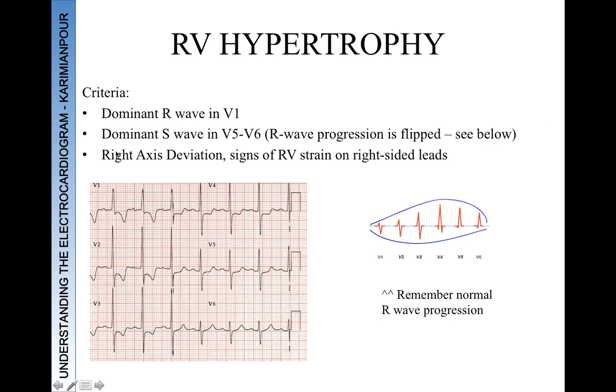With it, again, as I mentioned, you may see right axis deviation. You may see signs of RV strain on right-sided leads. So you'll see T wave inversions and ST depressions. This finding here, this is just RV strain pattern. This is not ischemic pattern.